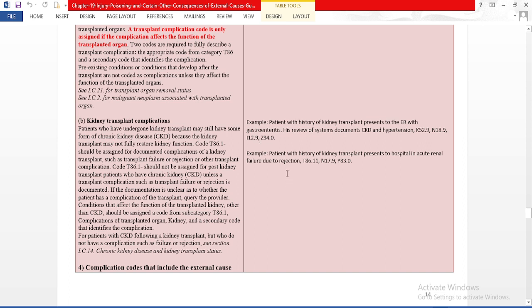We have one more example. Patient with history of kidney transplant presents to hospital in acute renal failure due to rejection. Here, physician specifically mentions acute renal failure due to rejection. So we need to take it as rejection and we need to code T86.11 series code.